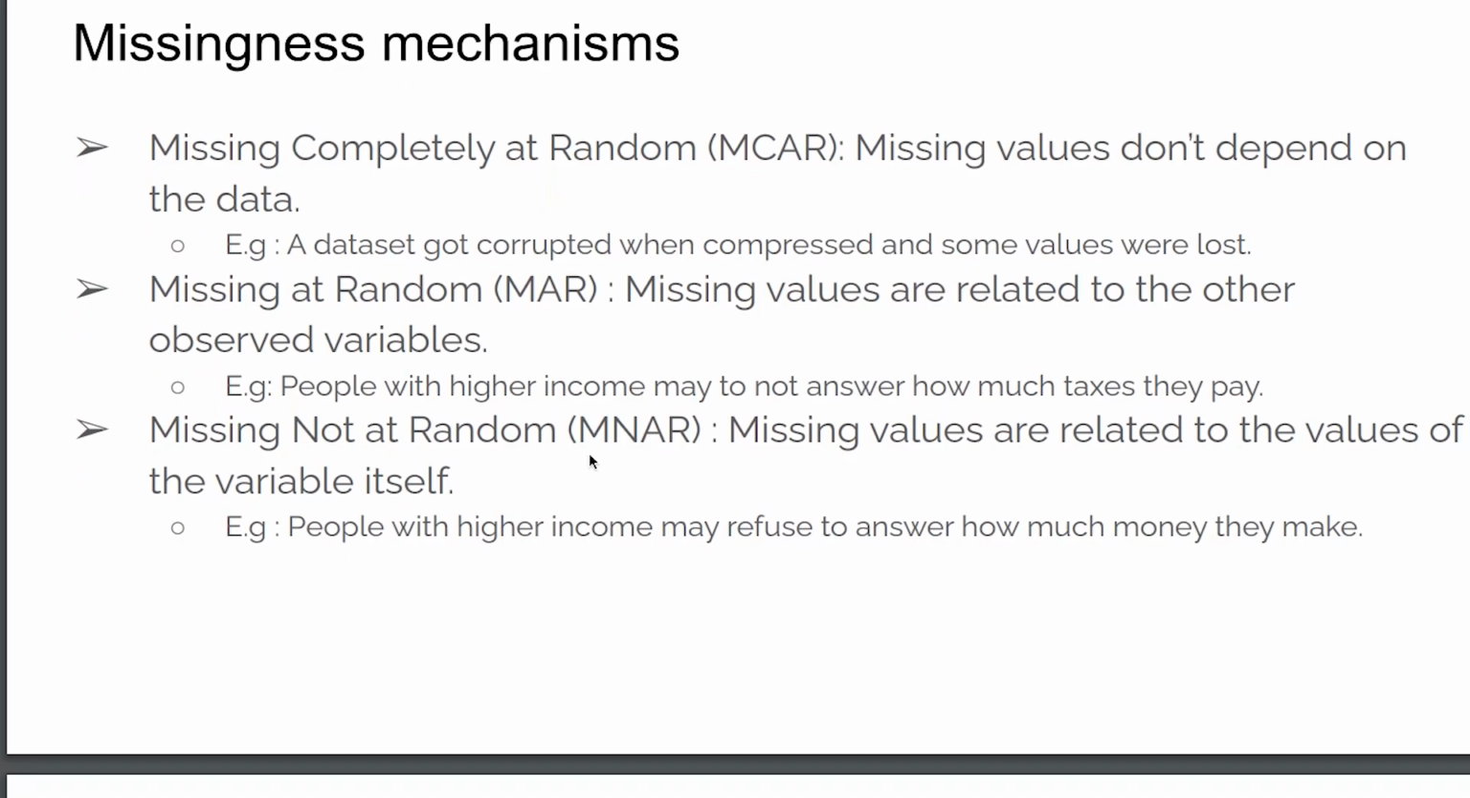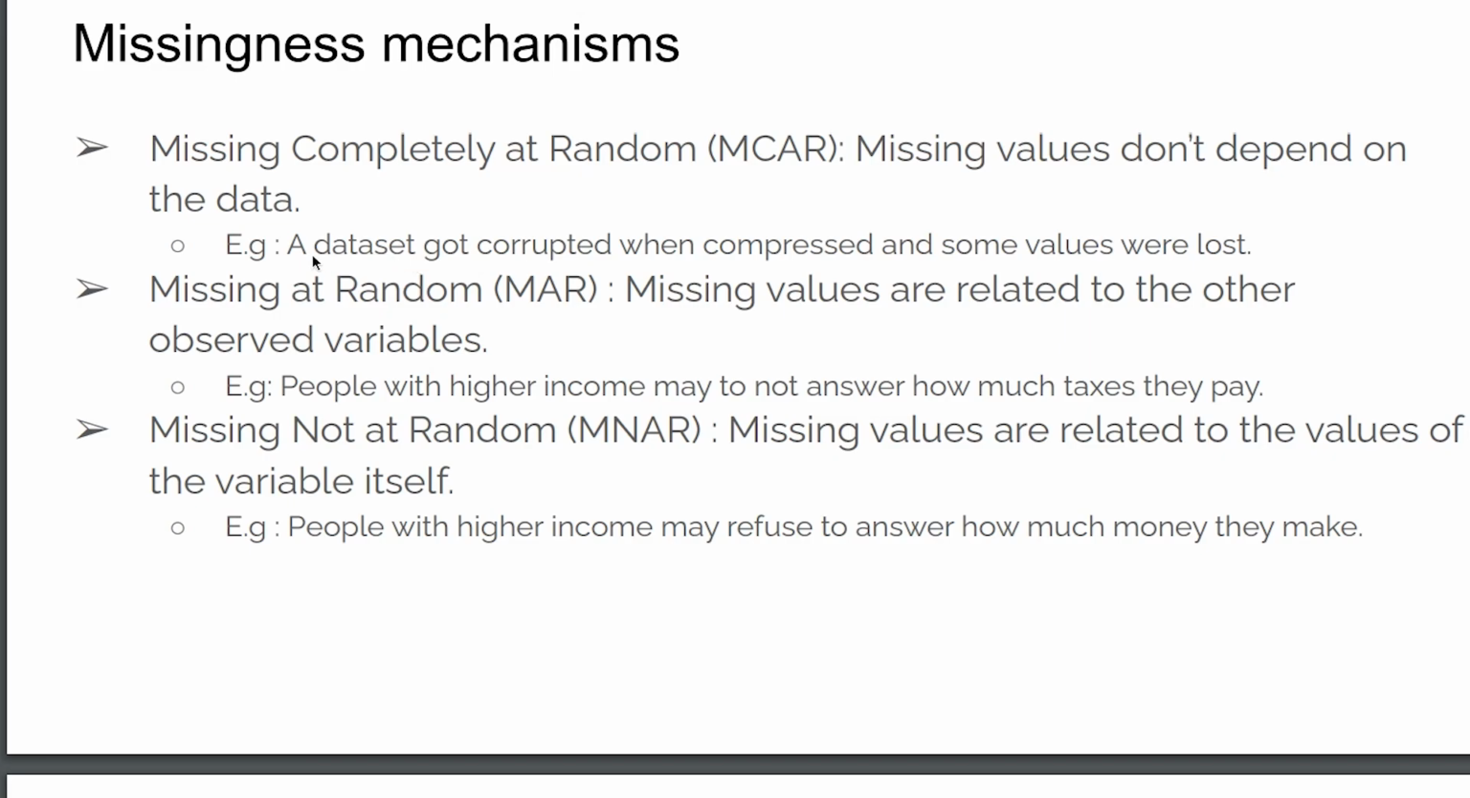So let's continue with the missingness mechanisms. There are three very important missingness mechanisms, and please pay attention to this slide because it's really, really important. The first missingness mechanism is missing completely at random, and it's called MCAR. For missing completely at random data, missing values do not depend on the data.